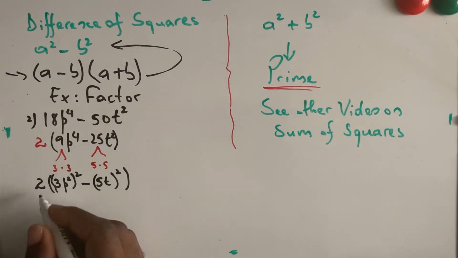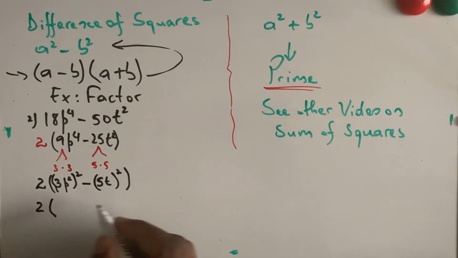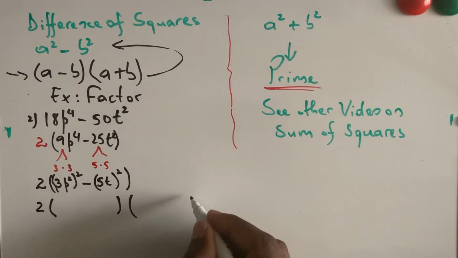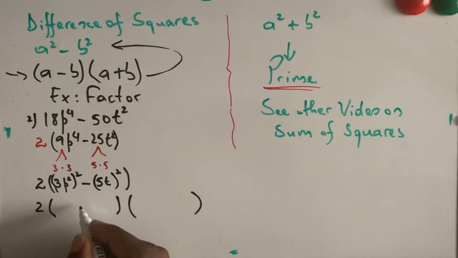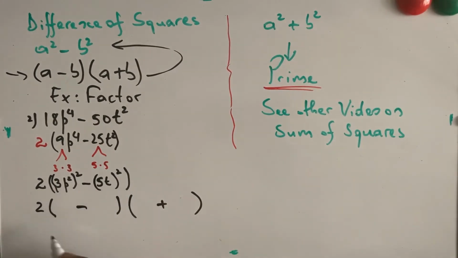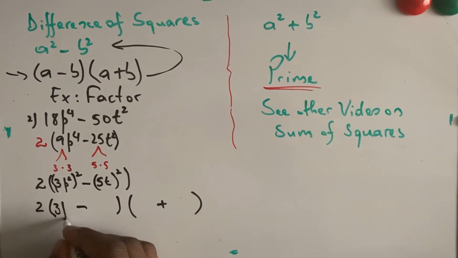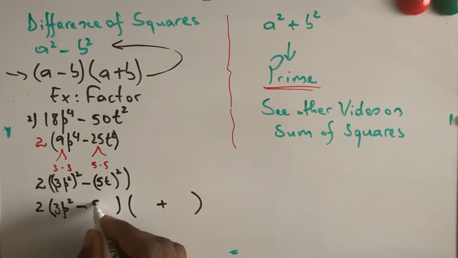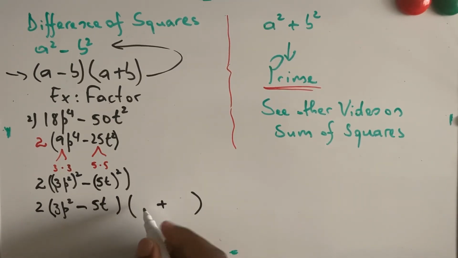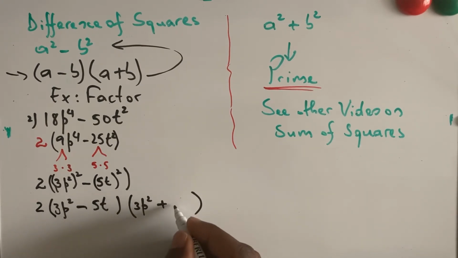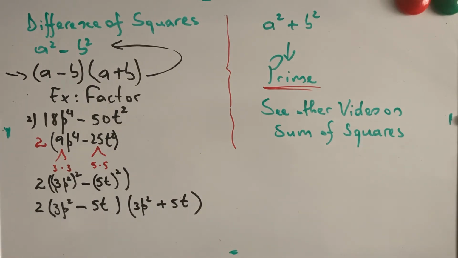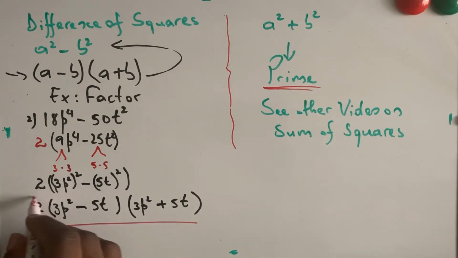So now let's go. I know the 2 is still outside, and I know I'm going to have 2 factors, right? One with a negative, another one with a positive. Then I have to pick a. a is just 3p squared here, minus 5t. And what else? The same thing, right? 3p squared plus 5t. Okay, that's it. This is how you factor this. This is you factoring difference of squares.